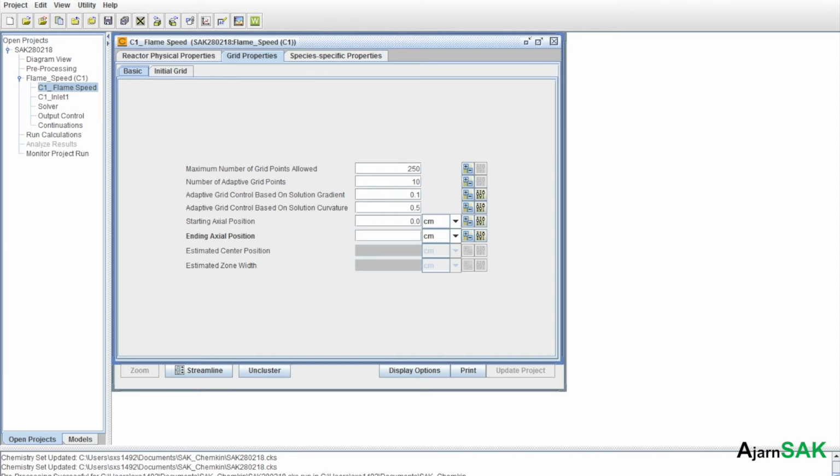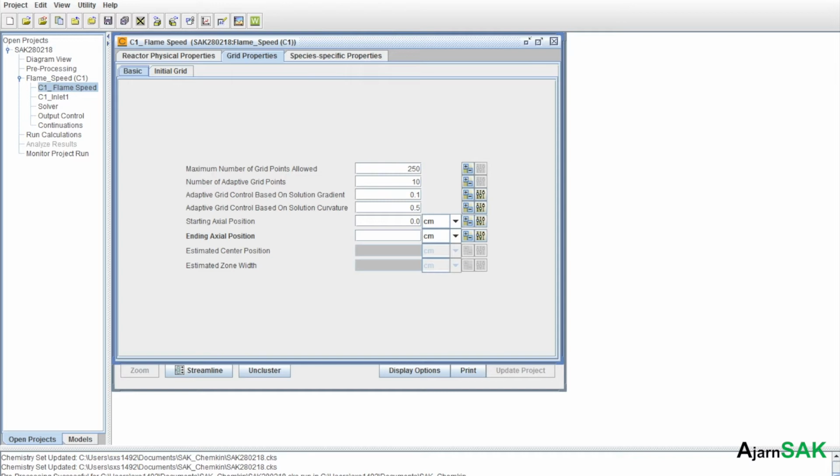Now you should imagine a one-dimensional solver, okay? Your mixture enters like this. It's a tube. Your mixtures go here, and this is your reactor. It comes out of that. So this is the length of your reactor.